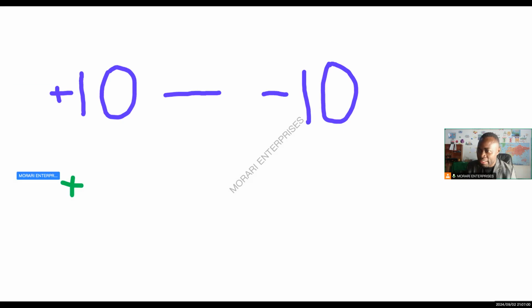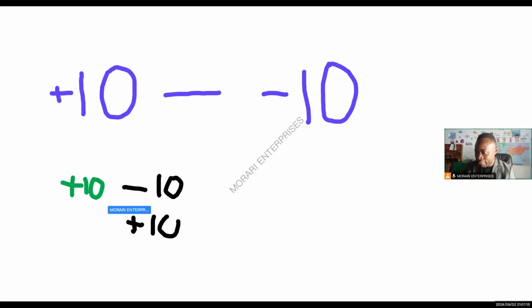We have +10, and we don't have any -10 to take away. So introduce the -10 so that you can take it away. But to balance it out, put a +10 to balance it out, right? Oh, somebody is smiling. You already see the answer. And then now let's go to the question.